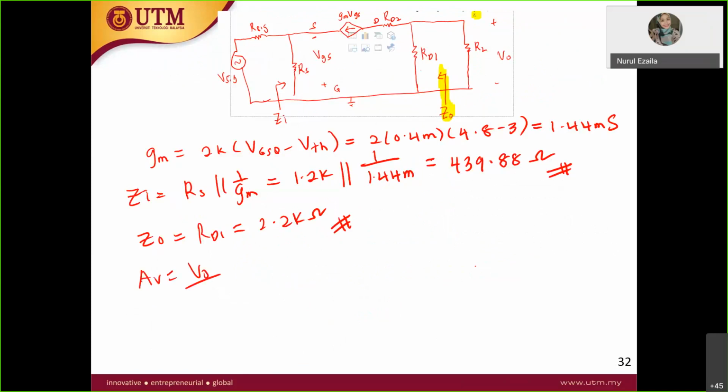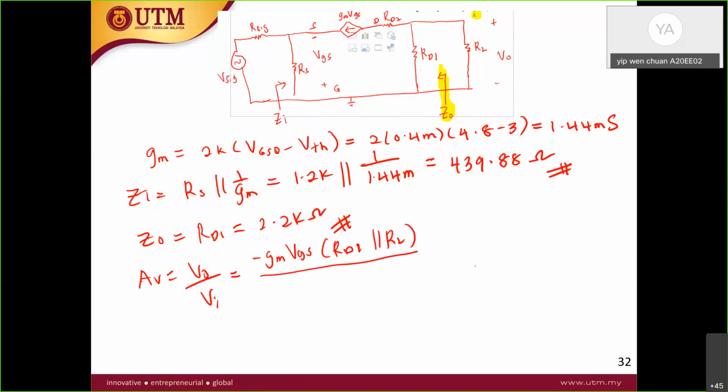So what is V out over here? V out is voltage across RD1 parallel with RL. Do you agree? Can someone give me what is V out? Negative GM VGS times RD1 parallel RL.